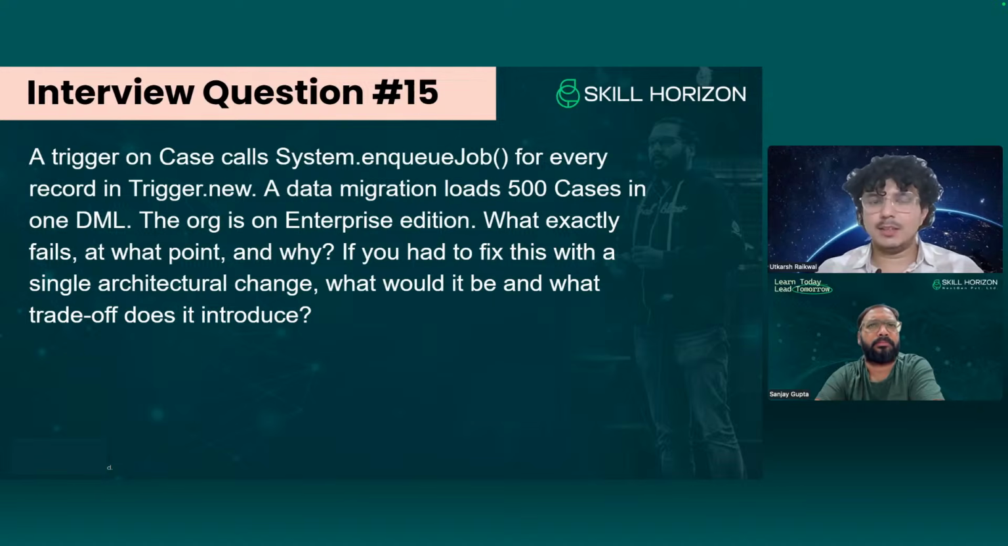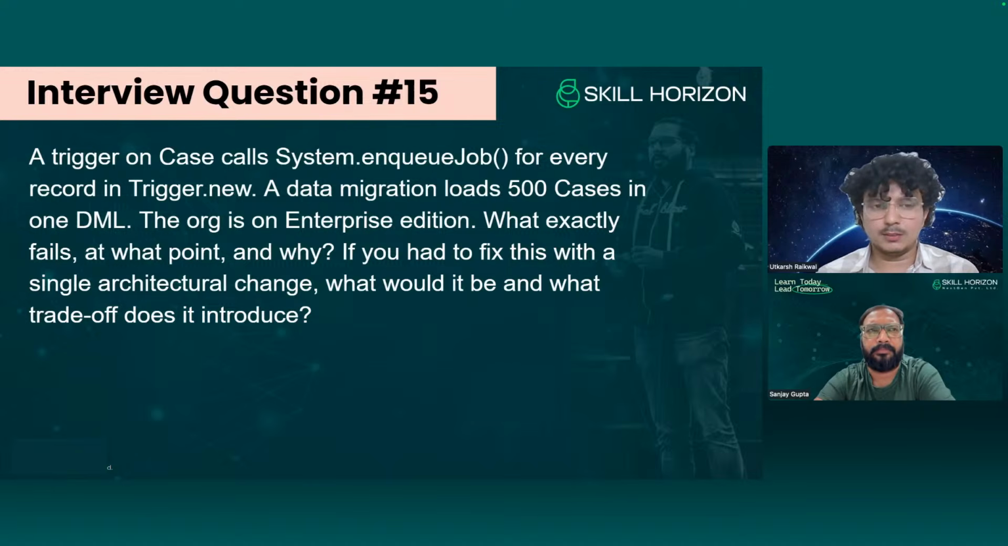From the question, as it already mentions, the org is Enterprise Edition, so the chaining is unlimited. The question also says our trigger is calling System.enqueueJob for every record. If this were not an Enterprise org, it would fail after the fifth one only. But since it is Enterprise Edition and the records are 500, at the 50th record, when it calls System.enqueueJob, it will fail, since it is a Salesforce limitation that you can only call 50 queueable jobs in a single transaction.